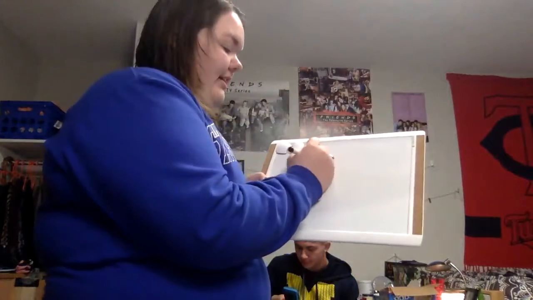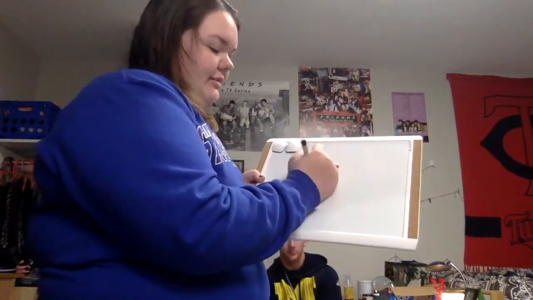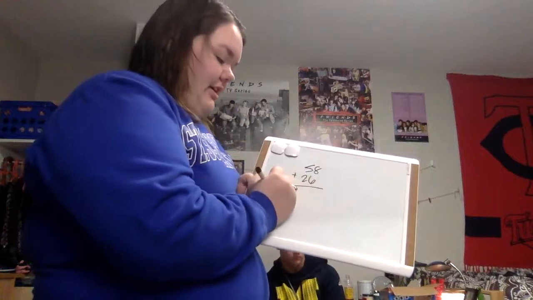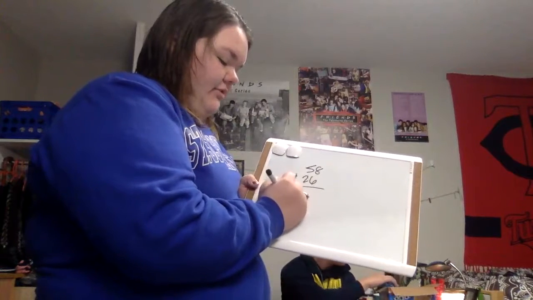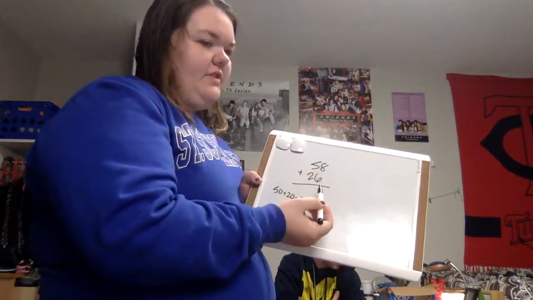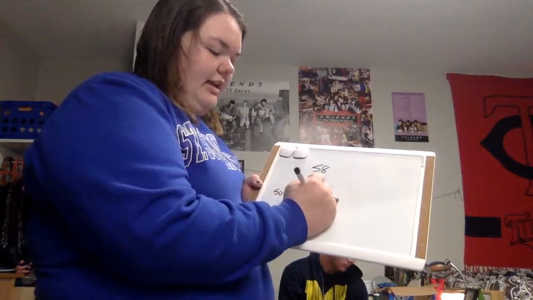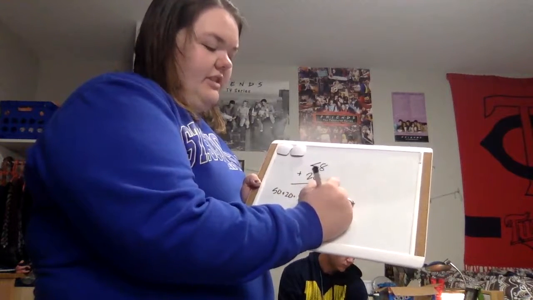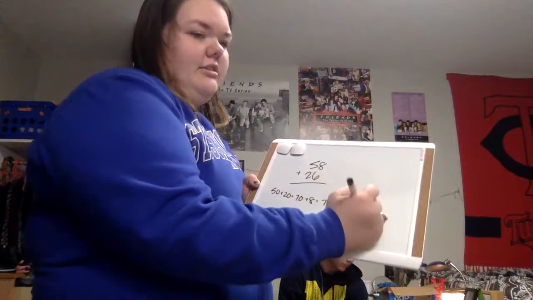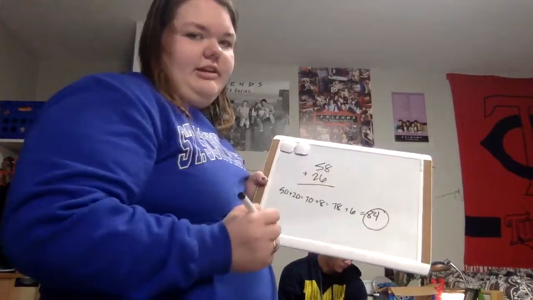So if we take 58 plus 26, you're going to start from the left. So you're going to do 50 plus 20 equals 70. And then you're going to move to the right, and you're going to add 8, which would give you 78. And then you're going to add that 6 right here. So then you will get 84 as your answer.